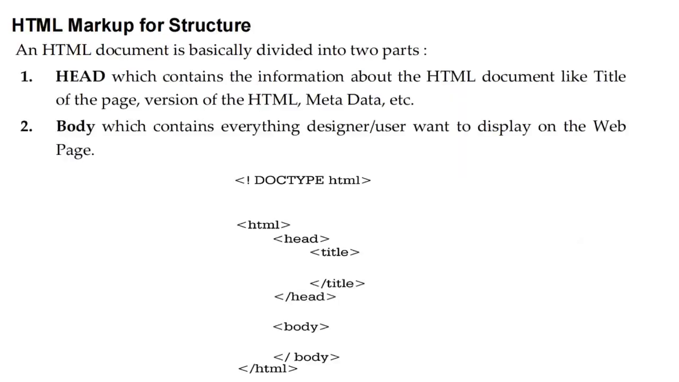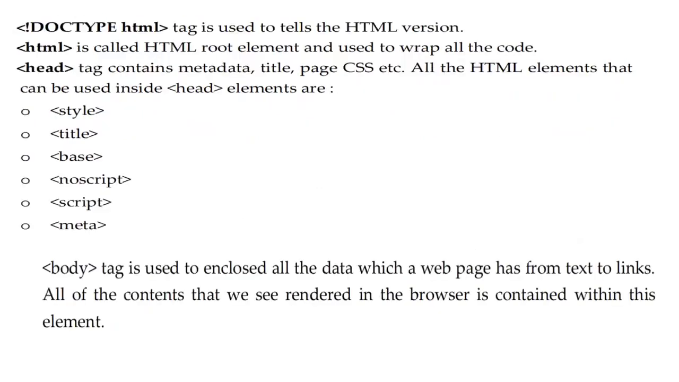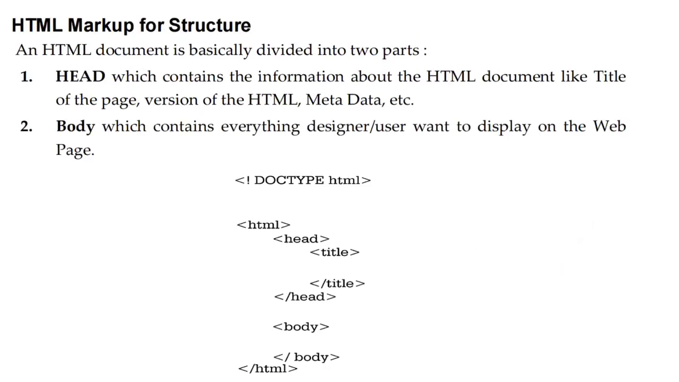So this is the HTML markup structure. The markup structure first includes the doctype HTML. What does this doctype HTML tell? We'll see that in the next slide. Before that, this is how the entire structure of HTML looks like: head tag, body tag, HTML tag. The entire HTML code comes within the HTML opening and closing tags.